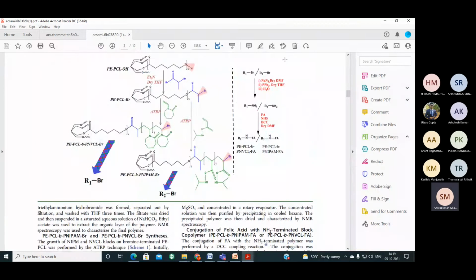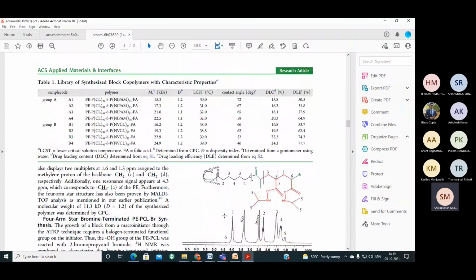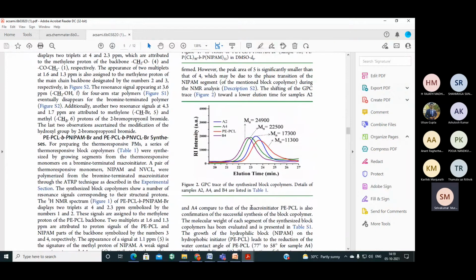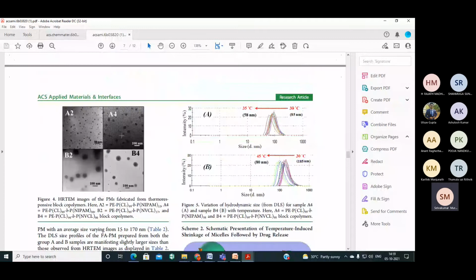So rest of the other stuff you can read. The polymer was prepared by using atom transfer radical polymerization. Okay, and subsequently the drug was encapsulated into that. This was the NMR characterization of the responsive glycopolymer that was prepared, and then they prepared different blocks which have different molecular weights. And this was a micelle they prepared.